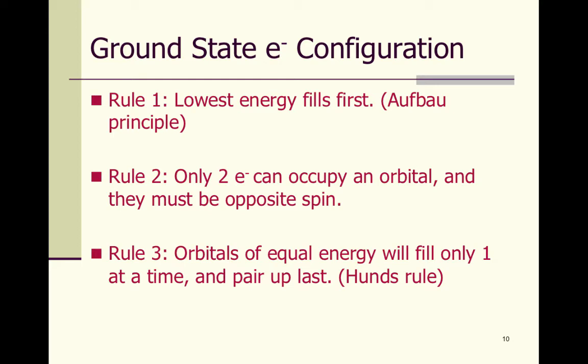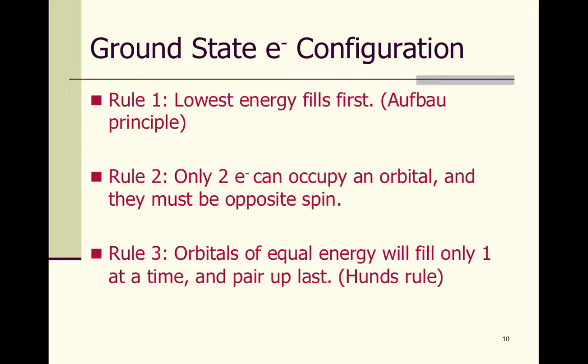In order for us to fill in these ground state electron configurations, the first rule we need to know is the lowest energy fills first. That's the Aufbau principle. So you start at the bottom. The next thing is that only 2 electrons can occupy an orbital, one of those lines, and they must be of opposite spin. The way we note that usually in these structures is we have an arrow going up and an arrow going down, and that shows the opposite spin there.